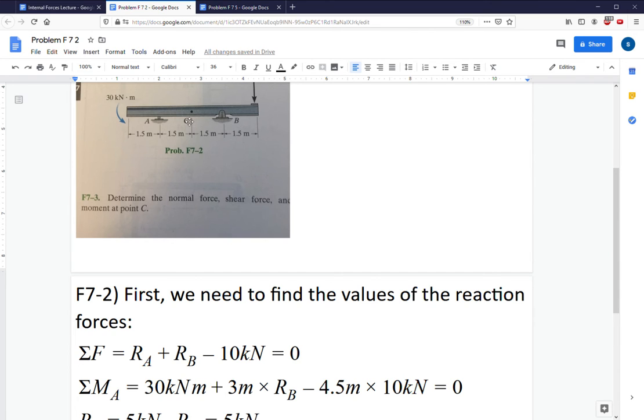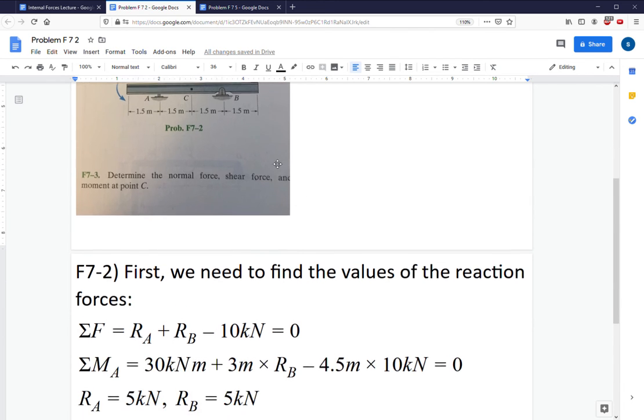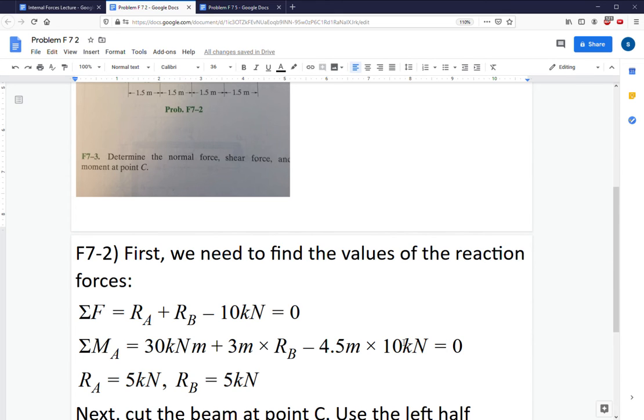It's 3 meters away, so 3 meters times reaction at B. And this 10 kilonewton force is downward and to the right of A, so it will create a clockwise rotation, which in our sign convention is negative moment. It's 4.5 meters away, so it is 4.5 meters times 10 kilonewtons. So with these two equations, our solutions for reaction at A and reaction at B are 5 kilonewtons each.